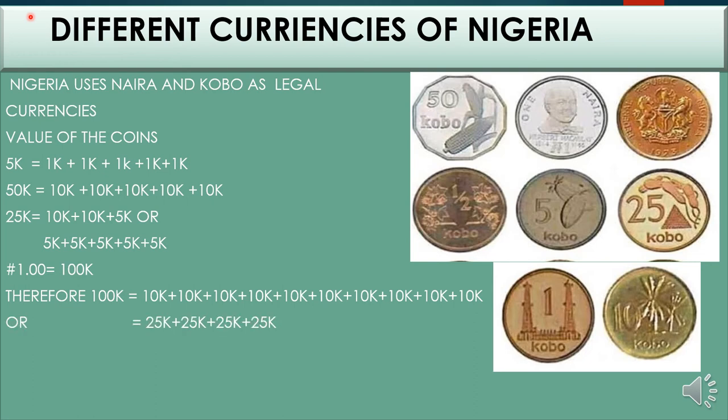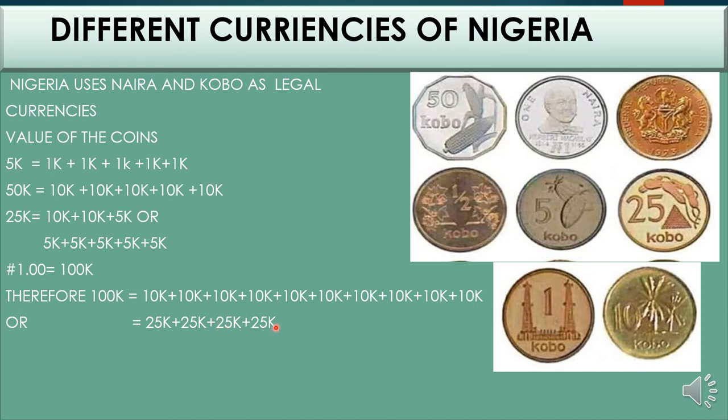Now let's look at another way that we can get our 100 kobo that will give us 1 naira. Now see another way. This is 25 kobo. Where is our 25 kobo? Now watch, this is our what? 25 kobo. If I bring 4 of my 25 kobo, I would get what? 1 naira. Right?